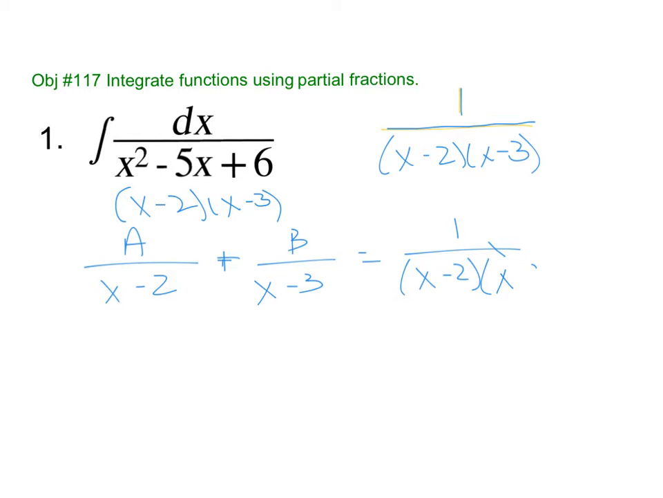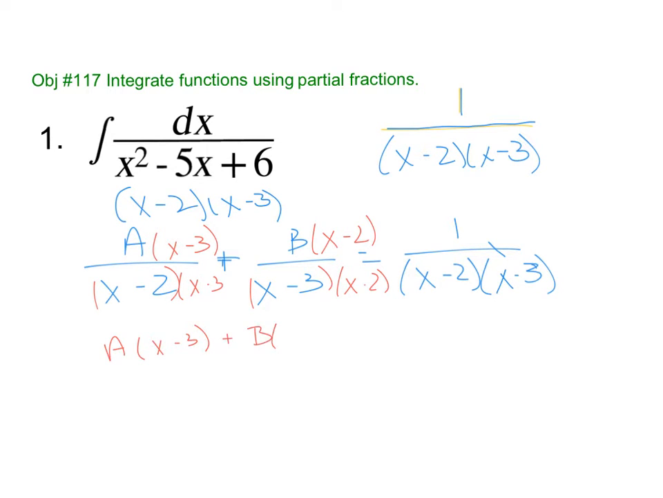All right, x minus 3. So what we do is we end up multiplying this left side by x minus 3, and then the one on the right by x minus 2. So that means the numerator, a times x minus 3 plus b times x minus 2, has to equal 1. So the way we do this is we use just guess and check.